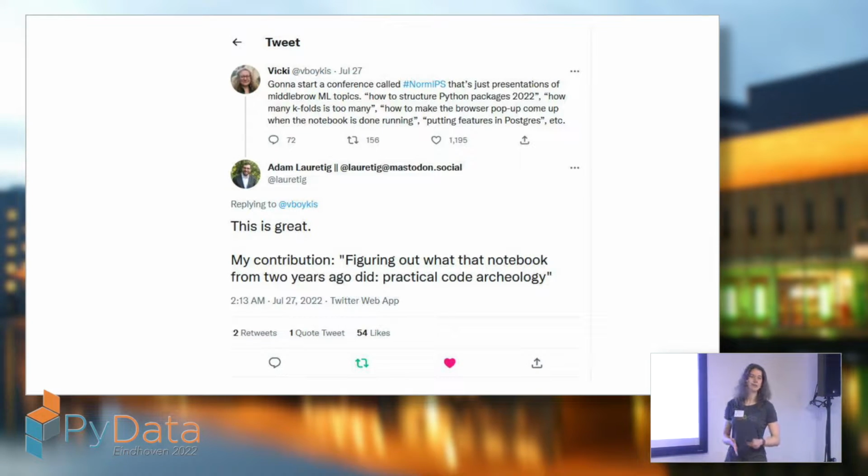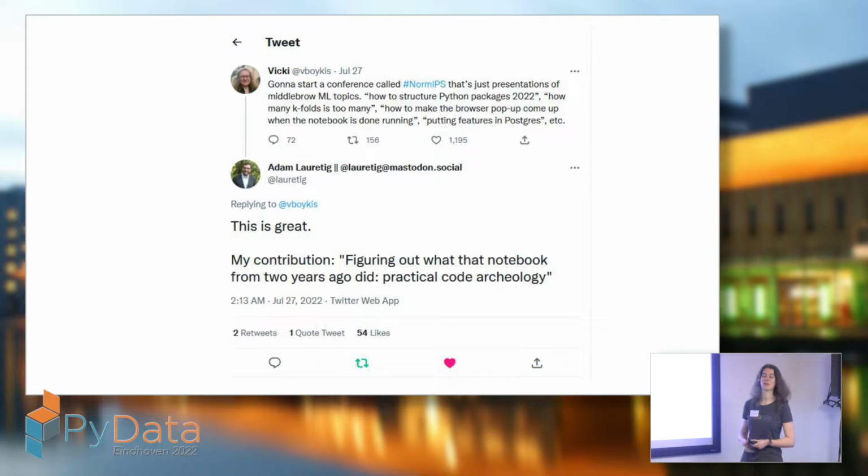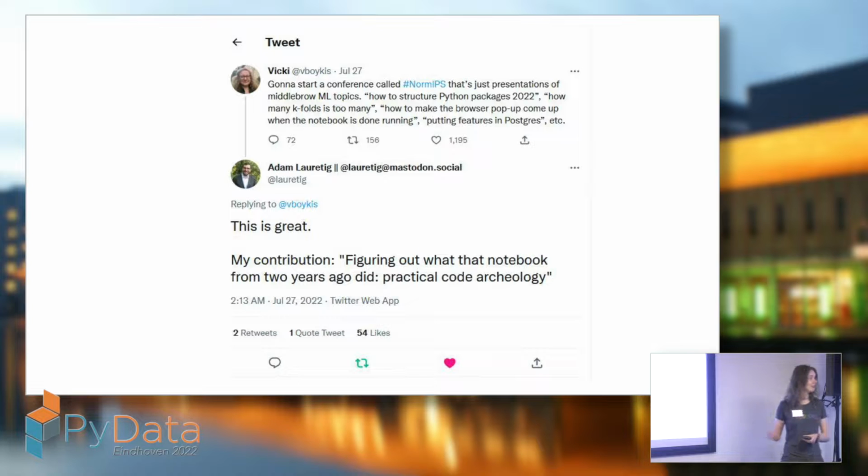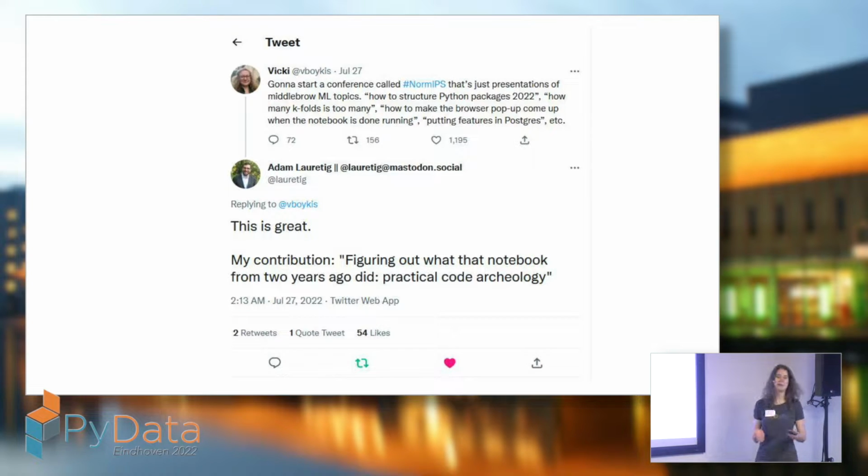And like all good things, this talk started out as a joke. There was a Twitter thread going on discussing talks that people would be willing to submit to NormConf, another machine learning focused conference that will be in 2 weeks. And someone posted as a joke this title, the title that I'm presenting today: figuring out what that notebook from 2 years ago did, practical code archaeology.